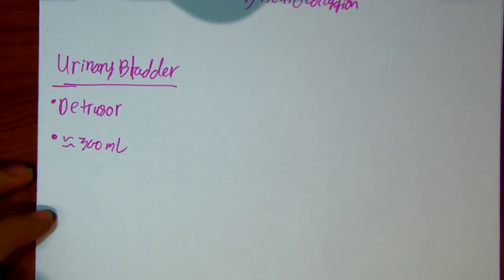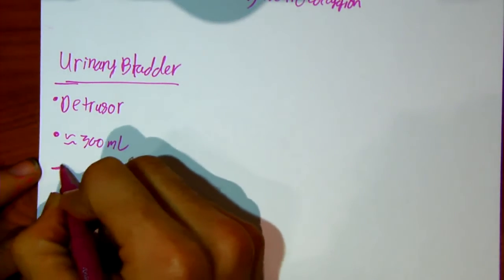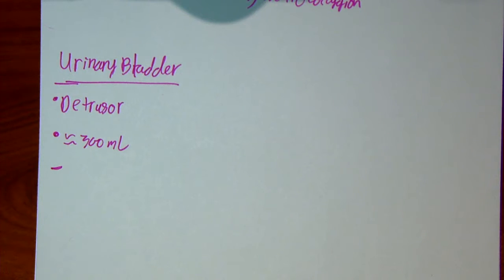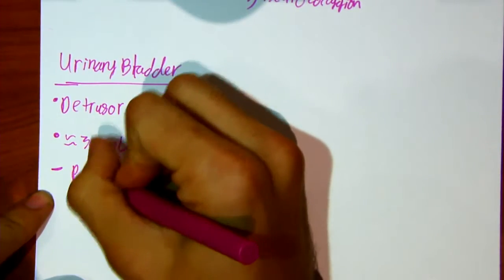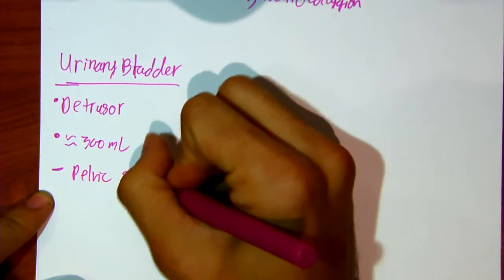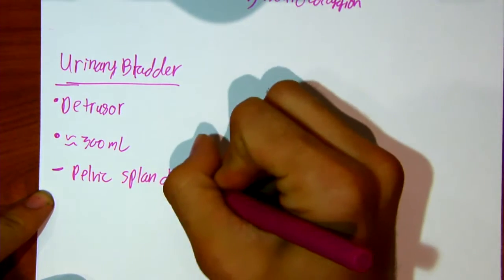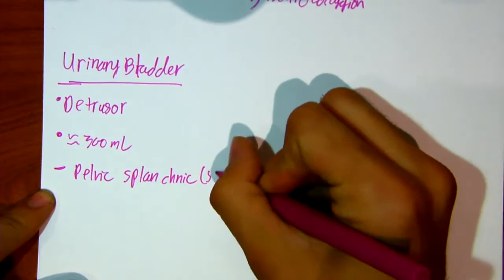All right, so now we can talk about one of the few organs we'll talk about innervations on. Urinary bladder. The main innervation for this one is pelvic splanchnic. The roots being S2, S4.